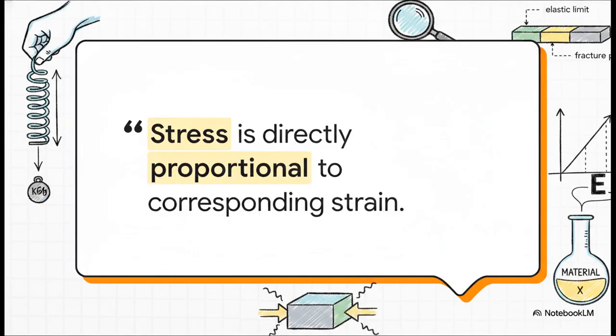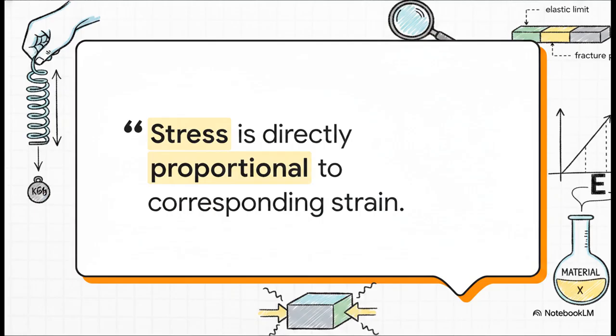Which brings us to Hooke's law, named after the 17th century physicist Robert Hooke. Hooke figured out that as long as you stay within that elastic limit we talked about earlier, the harder you pull, the more it stretches. It is a direct, beautifully linear relationship. Stress is directly proportional to strain.